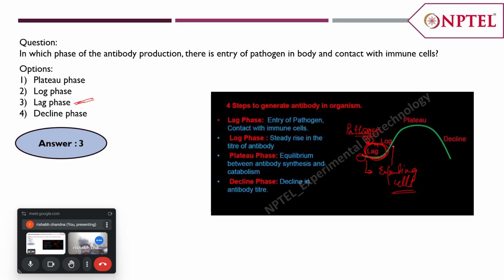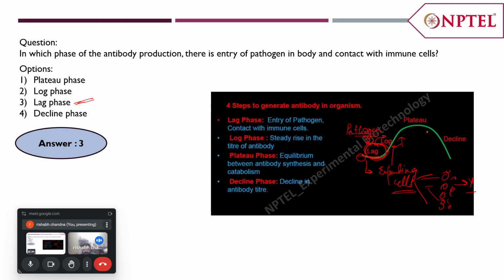While expanding these cells, they start producing the antibodies in the log phase. They enter the log phase where they expand and multiply into multiple plasma cells. Now they start producing the antibodies, so the antibody titer increases significantly, exponentially, in the log phase.